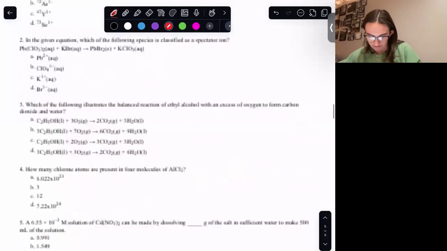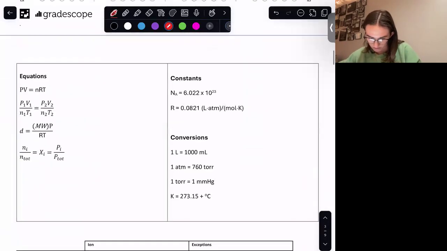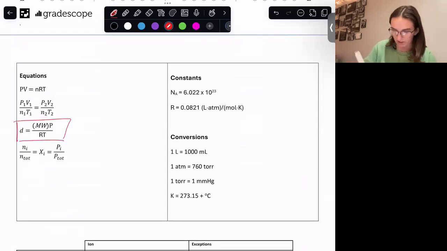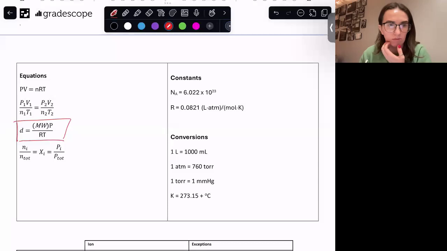Do you get it? Yeah, and you're given that equation, density is equal to molecular weight or molar mass times pressure over RT, on your exam. So you never have to derive that equation. That would be given to you for your exam tomorrow if you had to do something similar to that.